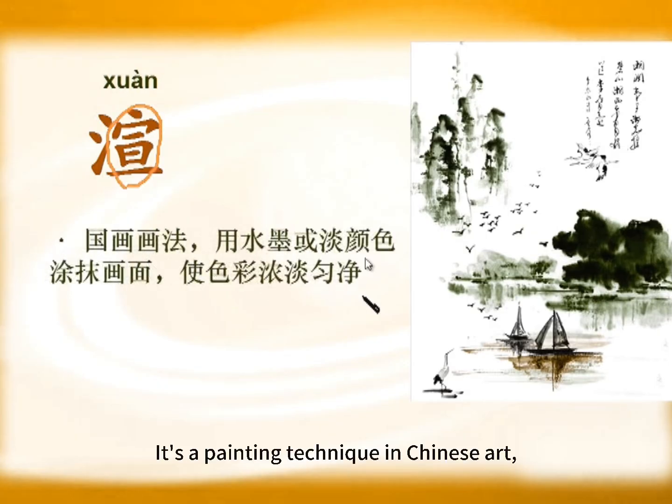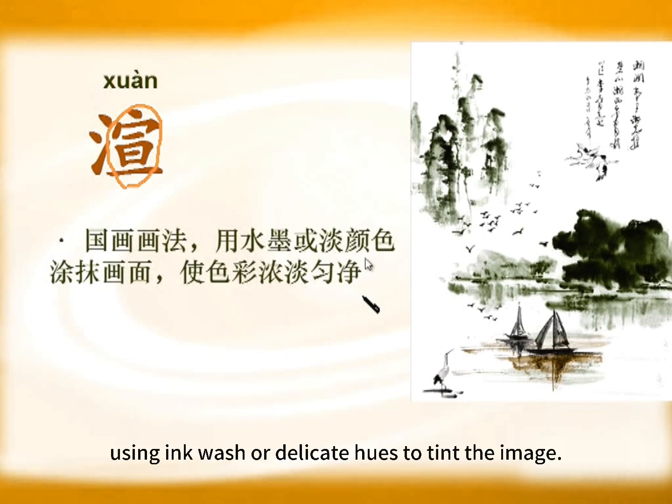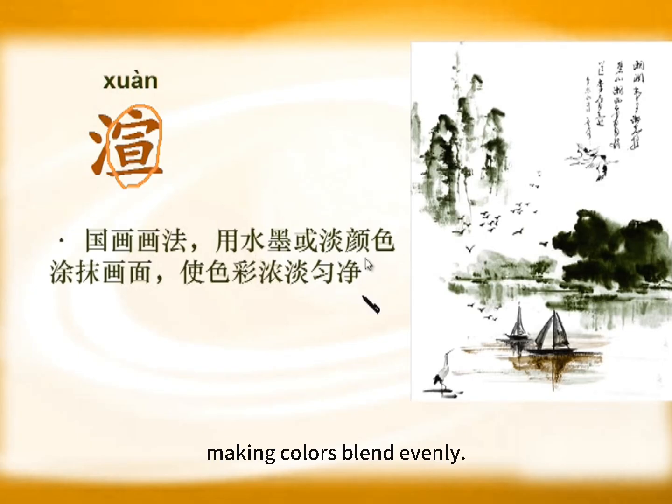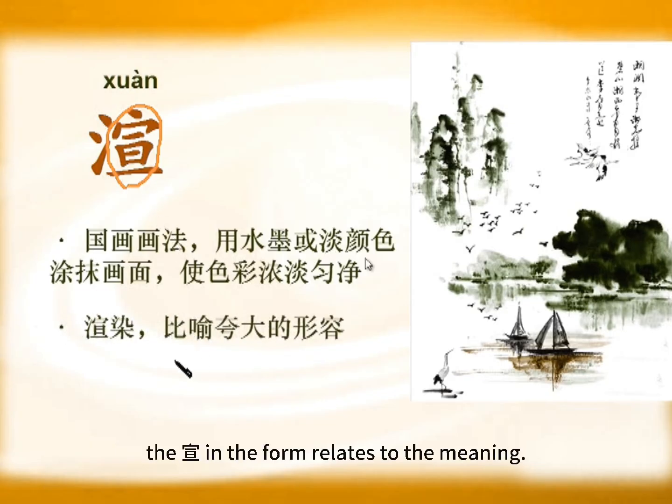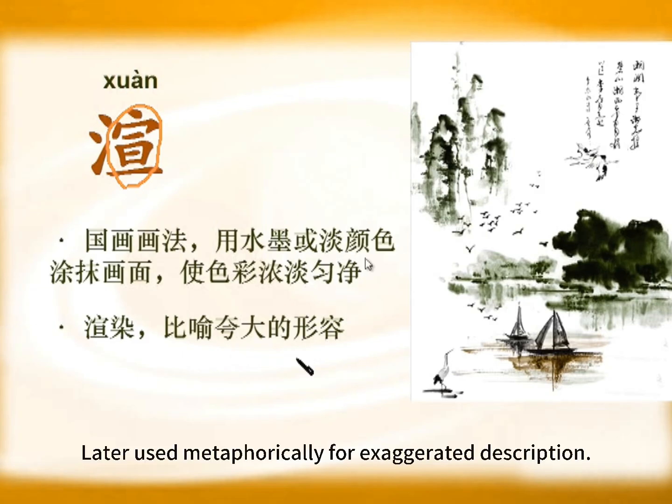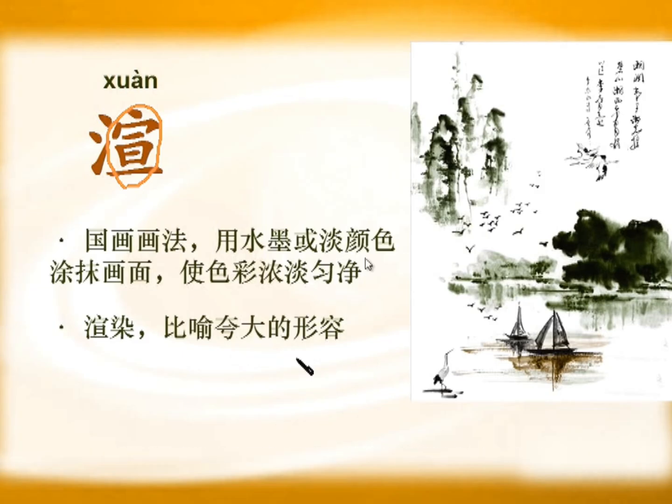It's a painting technique in Chinese art, using ink wash or delicate hues to tint the image, making colors blend evenly. Because washing color is letting it spread. The 宣 in the form relates to the meaning. This painting method is called 渲染, later used metaphorically for exaggerated description. E.g., this matter isn't worth such 渲染. Just state the facts.